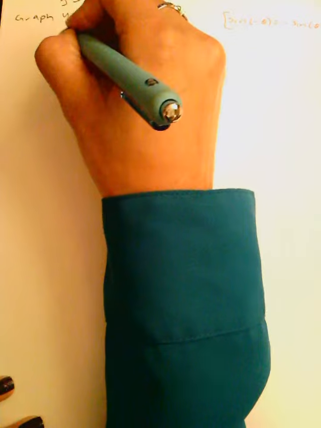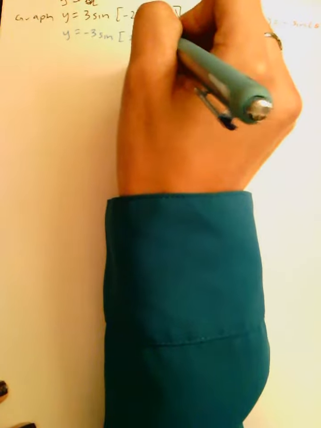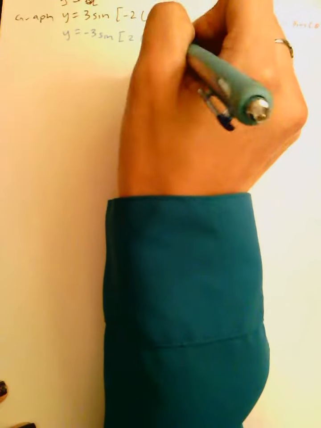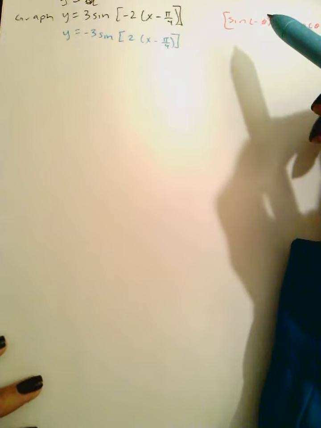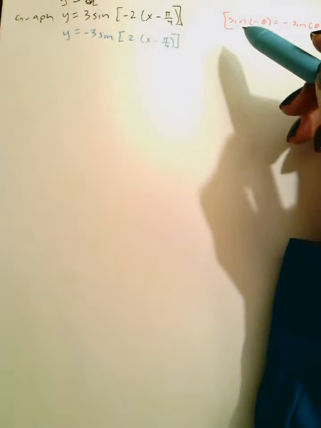So we're going to take out the negative, so that means that y is equal to negative 3 sine of 2 times x minus pi over 4. And now we're going to graph this like we did with the other function. In order to graph it, we're going to find the amplitude first.